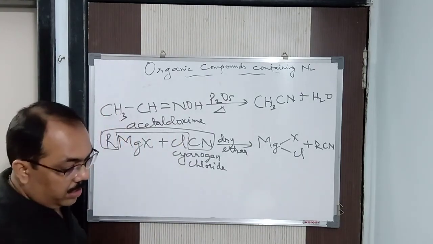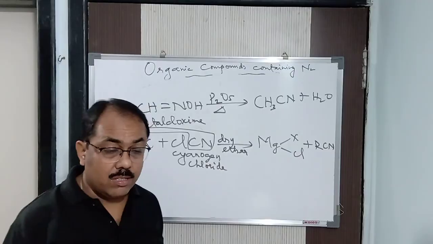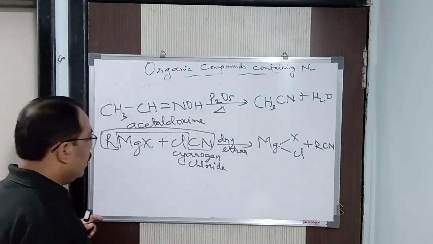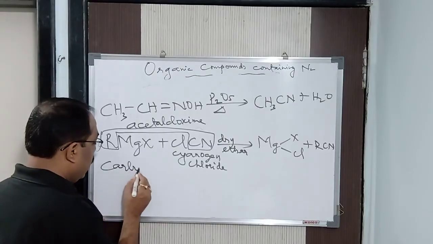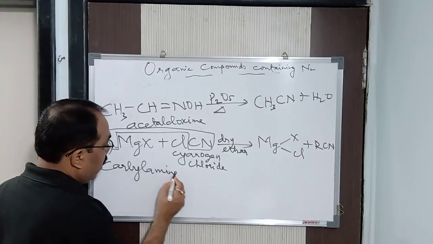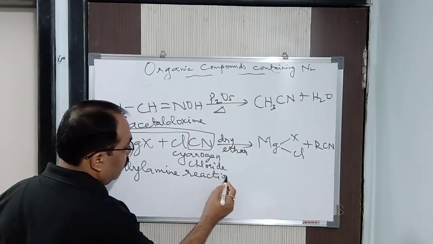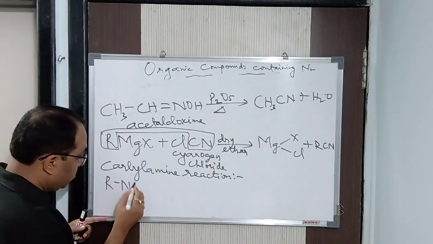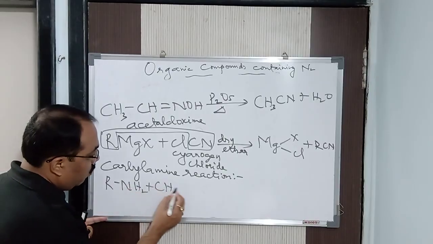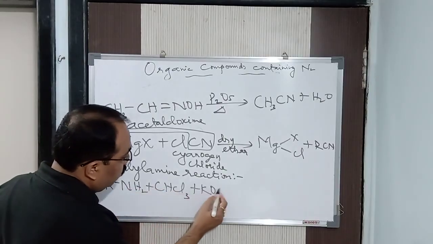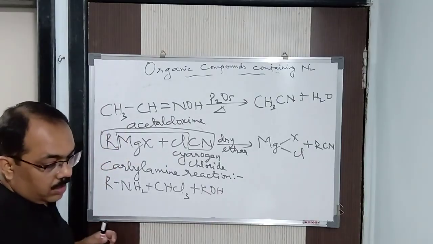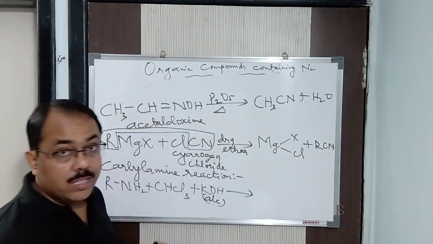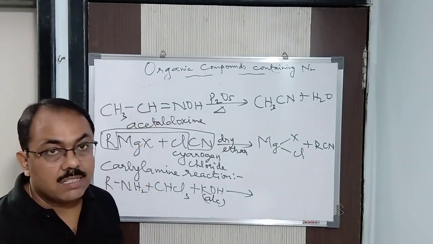And this particular reaction is very important. It is called the carbylamine reaction. Carbylamine reaction is a very important reaction. So here you will be taking RNH2, plus you will take chloroform CHCl3 and KOH, that is alcoholic KOH, which acts as a reducing agent. Remember, when alcohol is there, it acts as a reducing agent.